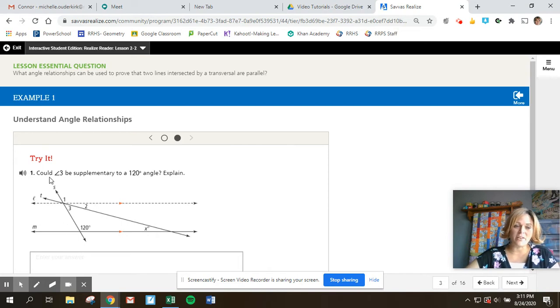Here's another one. Could angle 3 be supplementary? Remember what supplementary is. That means it adds up to 180. So could angle 3 add up to 180 with 120 degrees? Could it be supplementary with that? If I look here, this 120, and here are those arrowheads I was talking about, these are parallel. It should be supplementary with this whole angle, 2 and 3 together. Because if the lines are parallel, which they are, then angles 2 plus 3 and 120 should equal 180. So you need to explain that, not just angle 3 and 120.